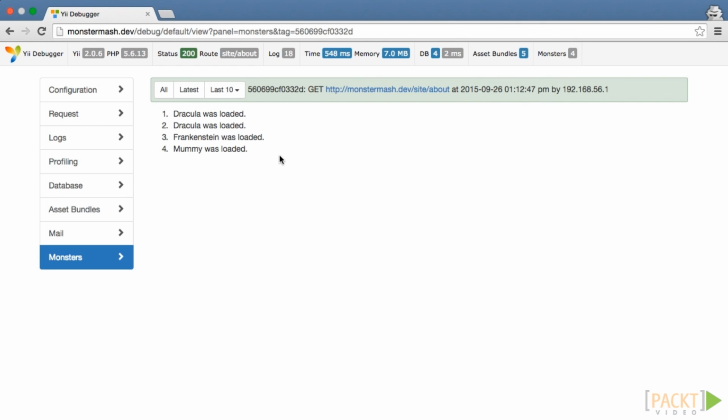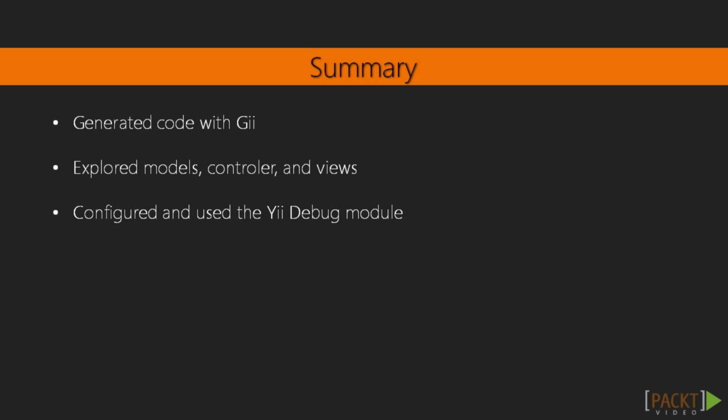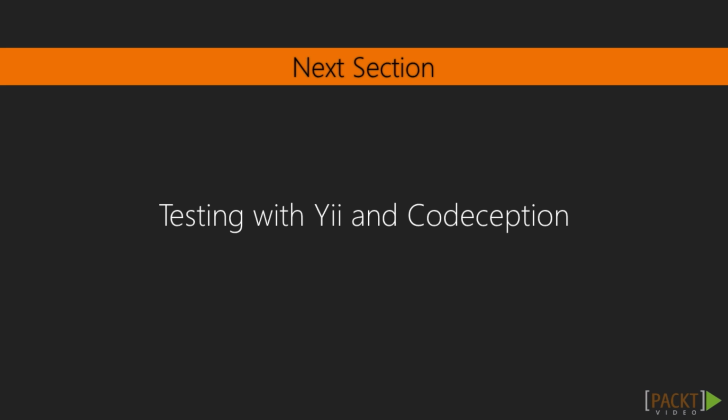Nice work! Now that we've come to the end of this section, you should feel comfortable using Ghee to generate code templates for your application. You should also feel like you have a good understanding of the role of these templates in relation to the overall application structure. Furthermore, you also learned how to use the debug module and even create your own custom panel. In the next section, we will look at how to use Codeception, which is a PHP testing framework, in order to help confirm that our application is functioning as expected.